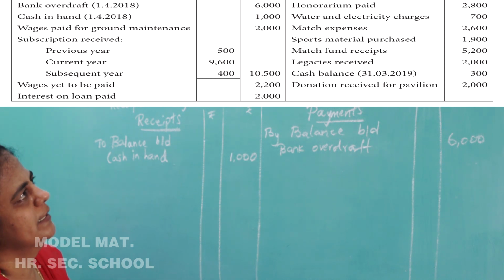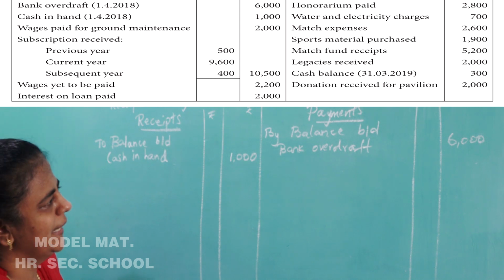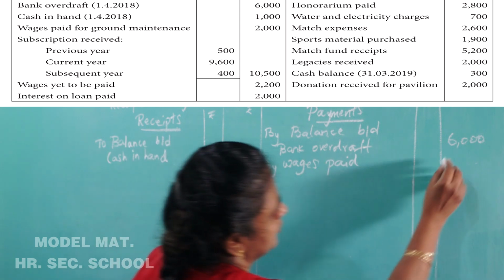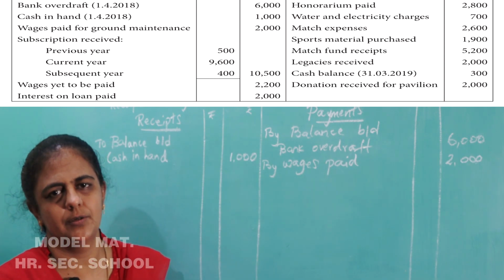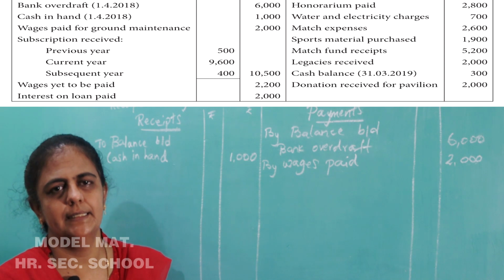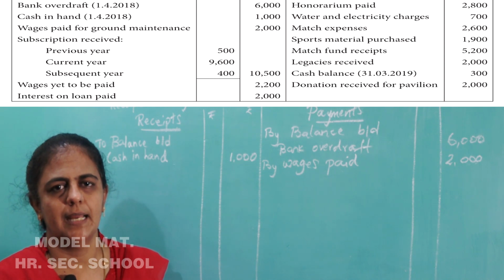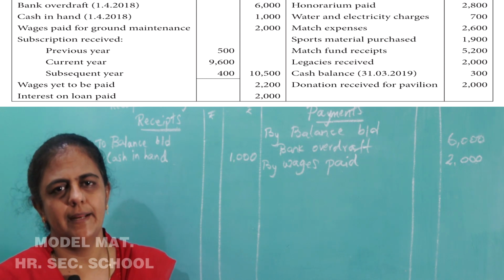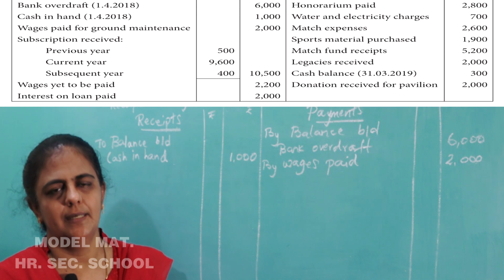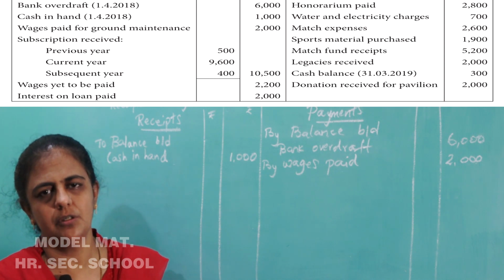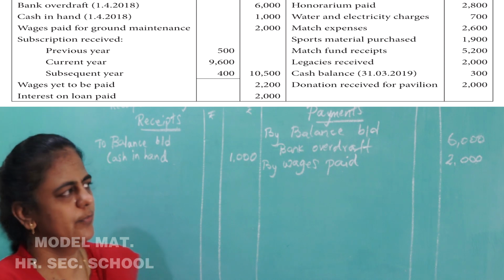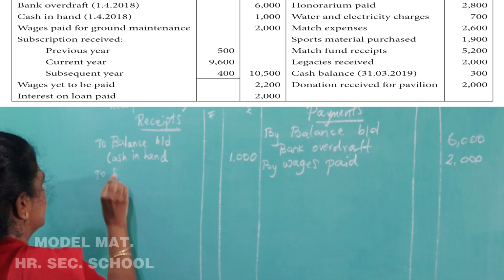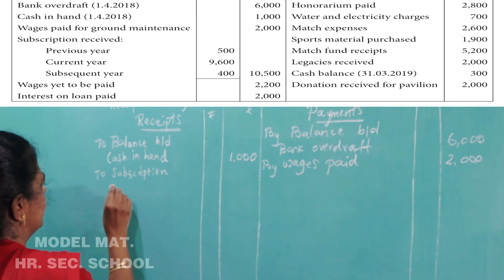Wages paid for ground maintenance 2,000. That is a payment, so write here by wages paid, 2,000. The next item is subscription received, given as previous year, current year and subsequent year. As I told you in the previous session, in a receipts and payments account you have to consider everything, the previous year, current year and subsequent year. So the total amount of subscription received should be written here. Since it is a receipt, write to subscription.